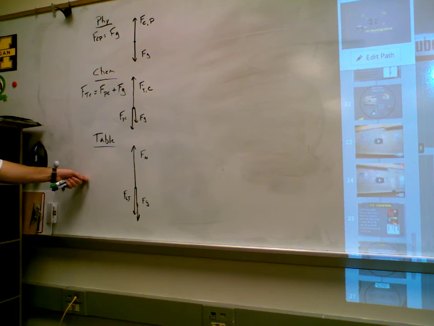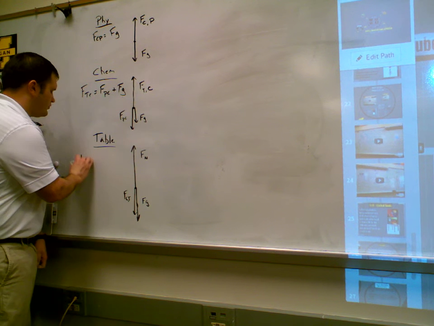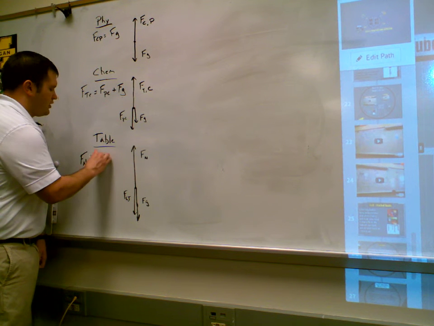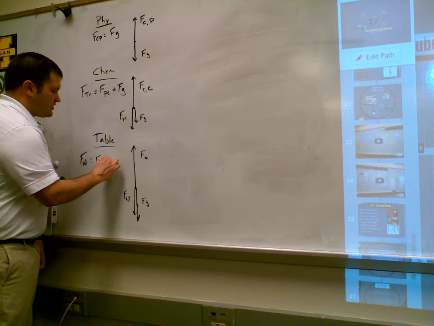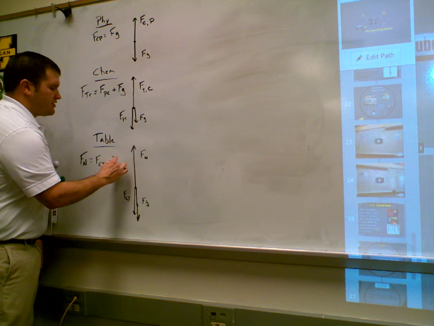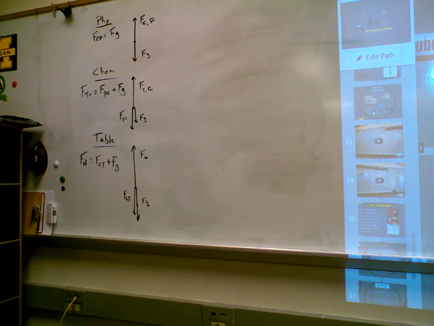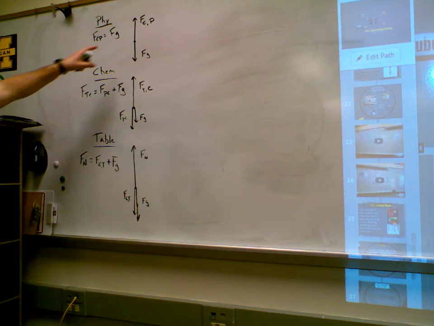Okay. What about down here? What do we know? FN equals FCT plus FG. So the normal force exerted from the ground on the table equals the force of gravity acting on the table plus the force of the chemistry book on the table. Does that make sense?